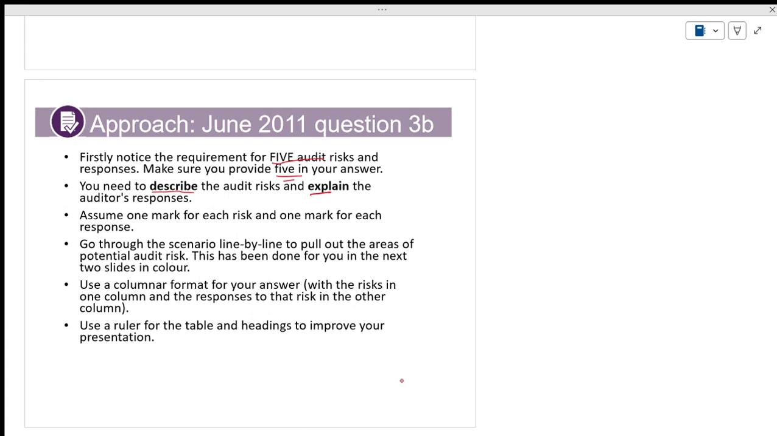Go through the scenario line by line, what we did, and put areas of potential risk. This can be done for you in the next 2 slides in color. We have done that. Use a columnar format for your answer with the risk in one column and the response in the other. Use a ruler for the table, meaning you have to have good presentation. They are talking about the presentation also.